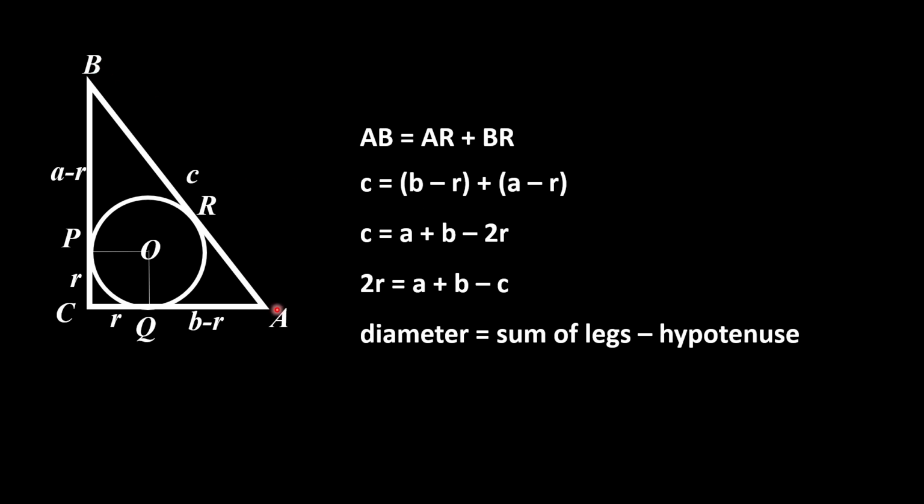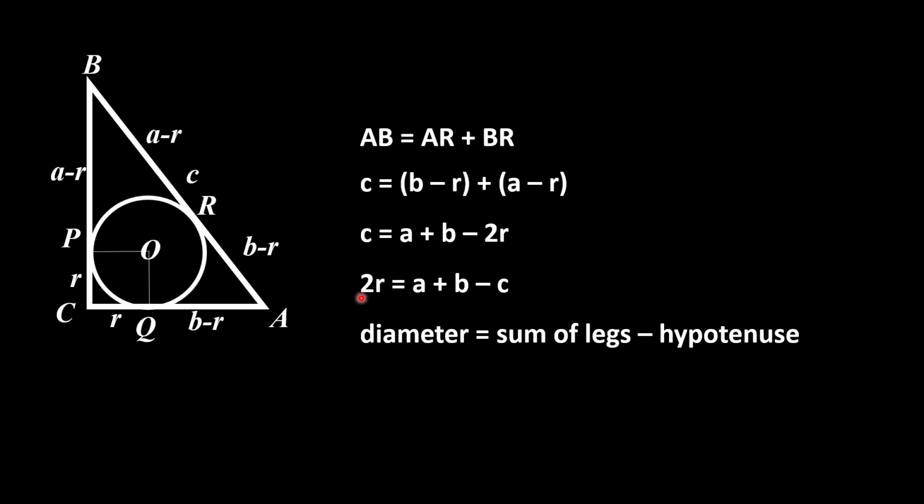The total length AB is equal to this part A minus R plus this part B minus R. So C, that is the hypotenuse AB, is equal to B minus R plus A minus R. That is C equal to A plus B minus R minus R, which is A plus B minus 2R. So C equals A plus B minus 2R, or 2R is equal to A plus B minus C.